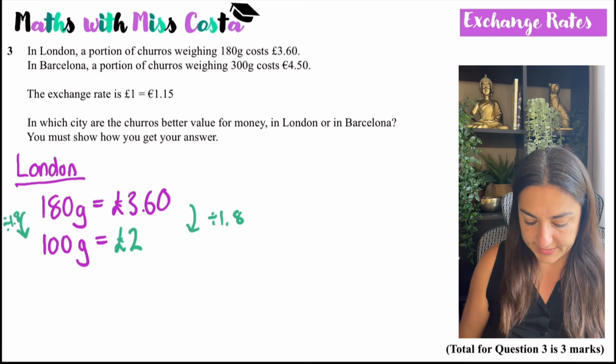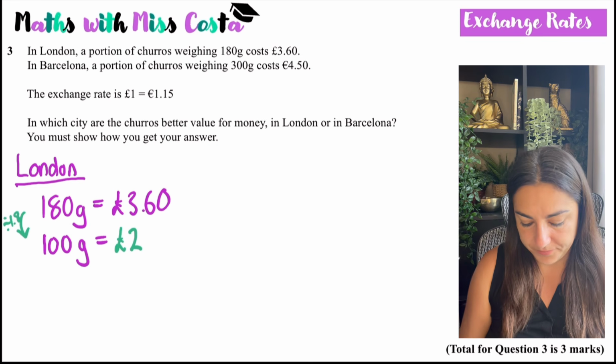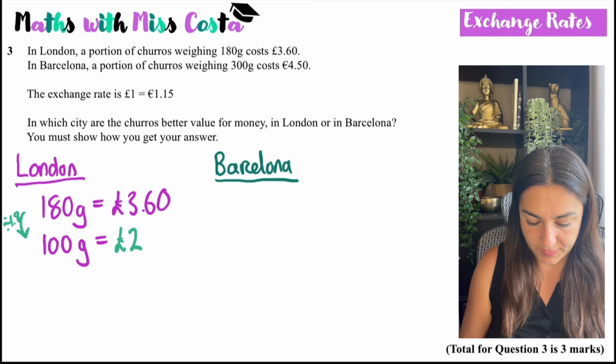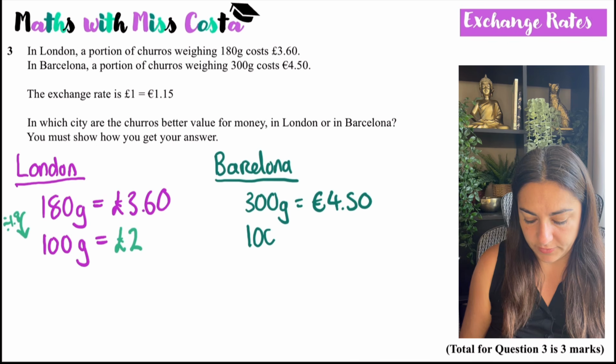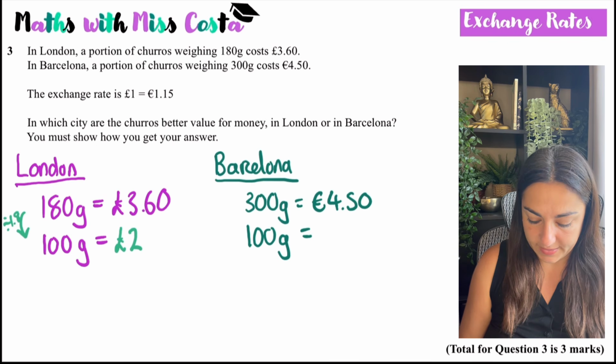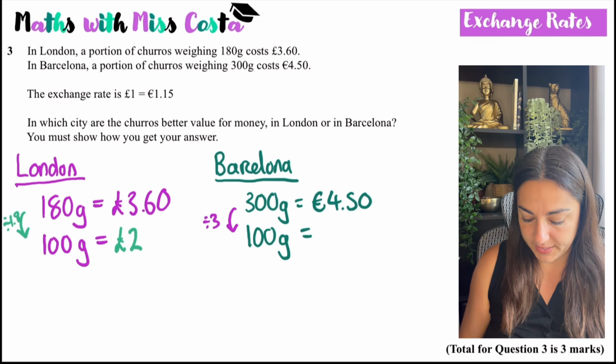So now I want to do the same for Barcelona. So in Barcelona, I know that 300 grams costs €4.50. So what could I do to figure out how much 100 grams is? Well, I'm going to have to divide by 3. So I'm going to divide by 3 here as well, which is €1.50.